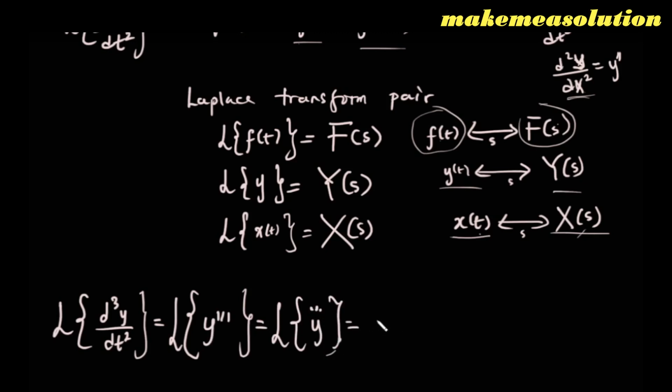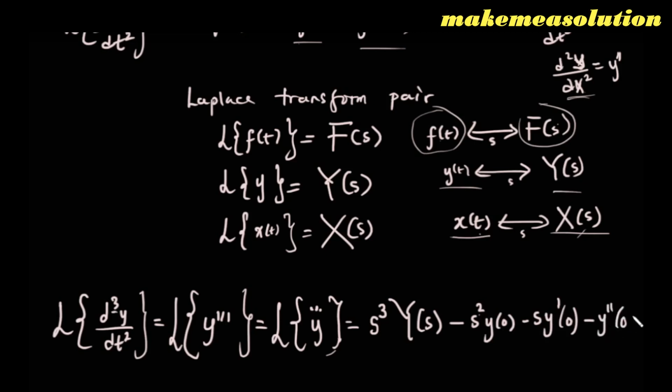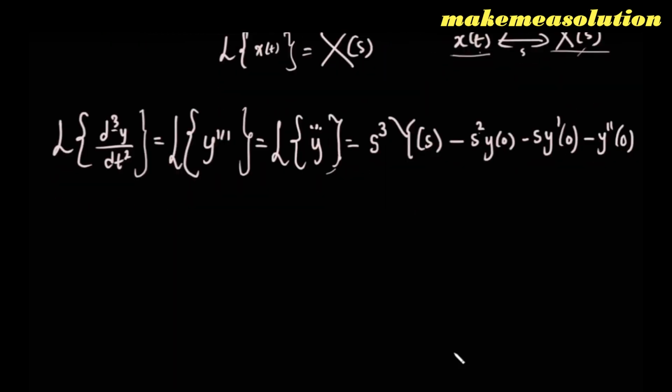So it's still the same thing as s cube. Take note, the s variable takes the power of the order of your derivative, the highest order. So you have s cubed, then Y of s, then minus, so s starts falling down, you have s squared, and the first initial condition is y of 0, and minus s falls down again by 1 power, the second initial condition is y prime of 0, and finally the last initial condition with s to the 0 is y prime prime of 0. So this is how you build the Laplace transform of derivatives.